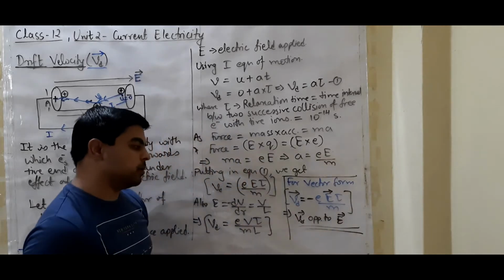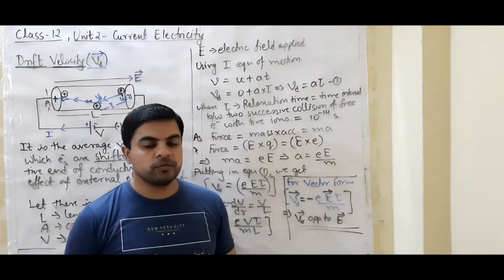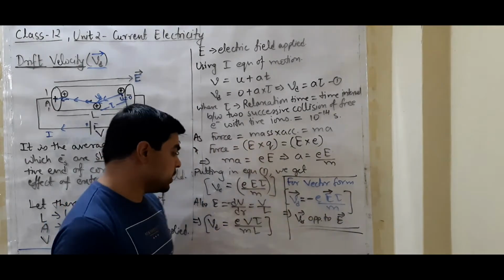Someone can ask a one mark question also: what is the angle between the electric field and the drift velocity of an electron? So we can write 180 degrees because they are in opposite direction. So this is the expression.